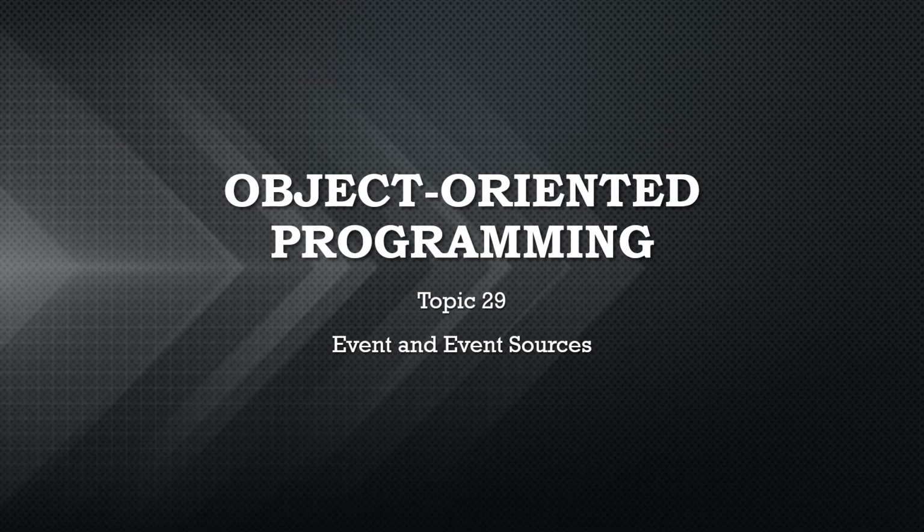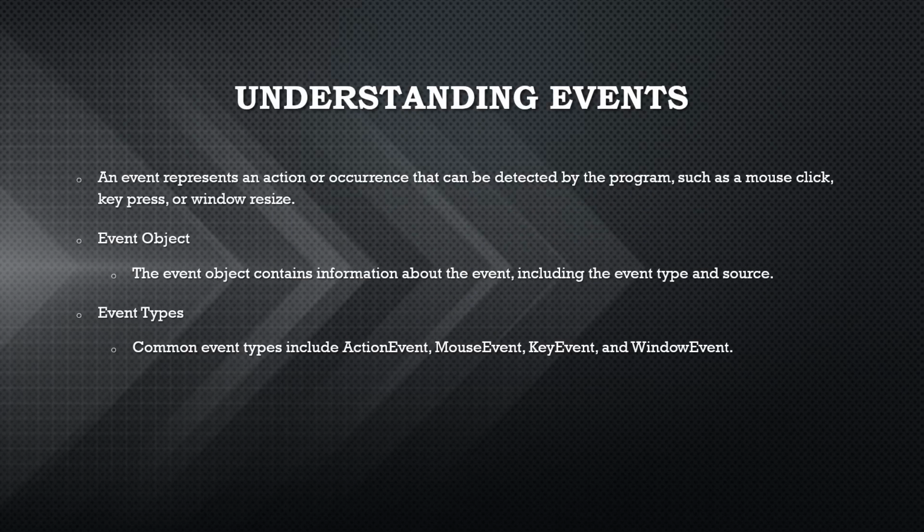Ready to get hands-on with event-driven programming? Let's dive in. In Java, an event is defined as an action or occurrence that a program can detect and respond to, such as a mouse click, key press, or window resize. Each event is represented by an event object, which encapsulates crucial information about the event, including its type and the source component that triggered it.